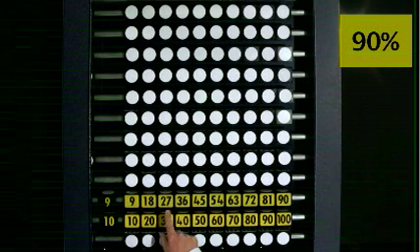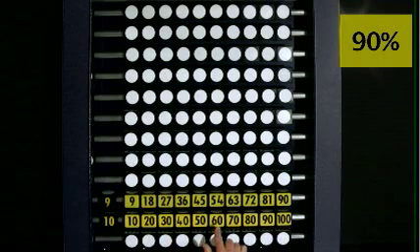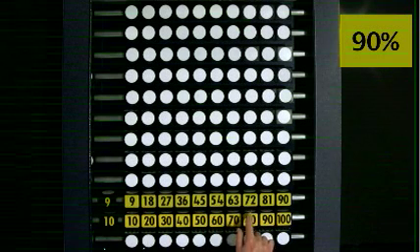90% of 30 is 27. 90% of 60 is 54. 90% of 80 is 72.